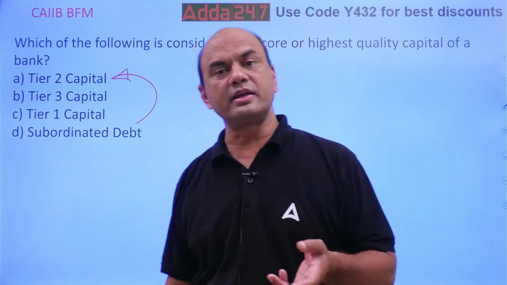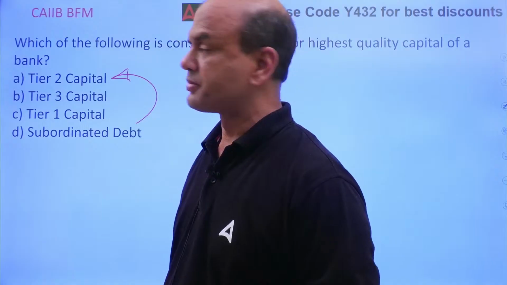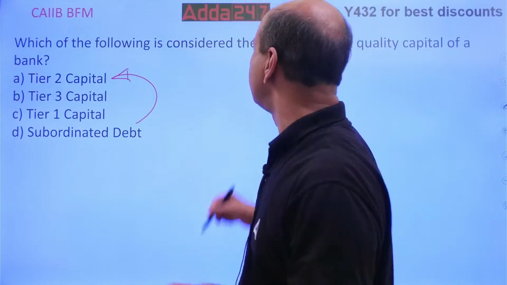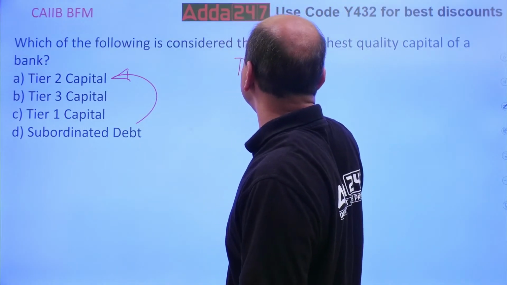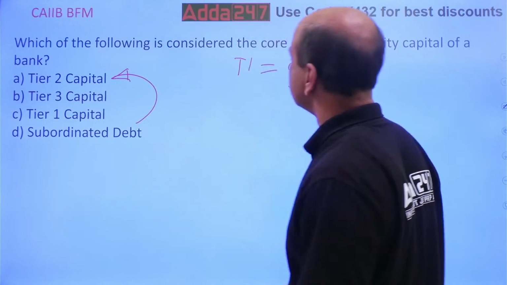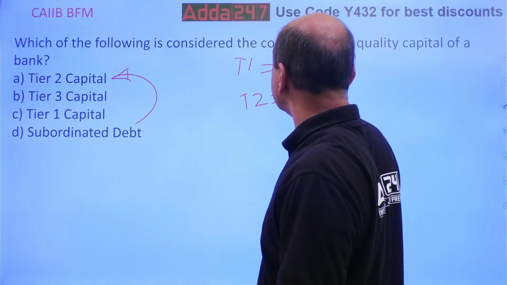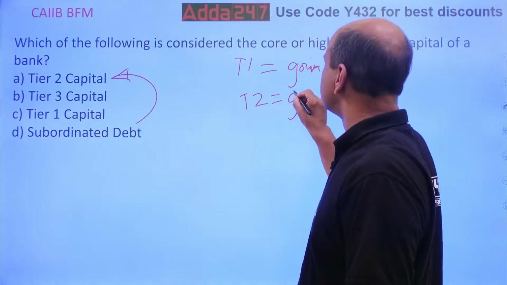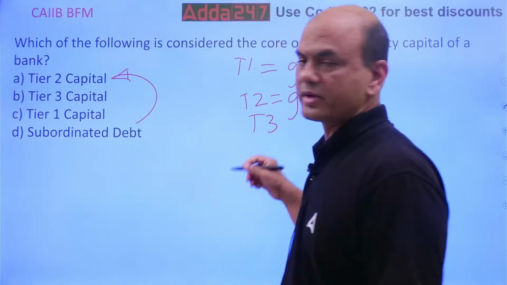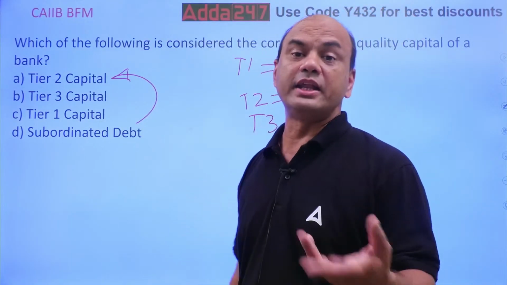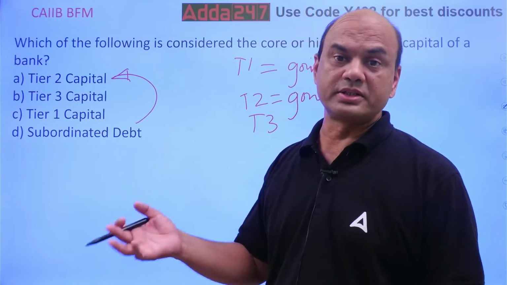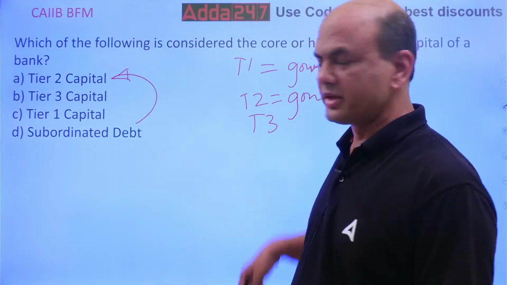Because what is Tier 3? Tier 3 is an emergency capital. So which one is called the highest quality? See, kindly note, T1 is equal to going concern. T2 is gone concern. T3 is also gone concern, because that also you take on somebody's lending only. You raise the capital in T3 in case of emergencies. So that is also gone only.